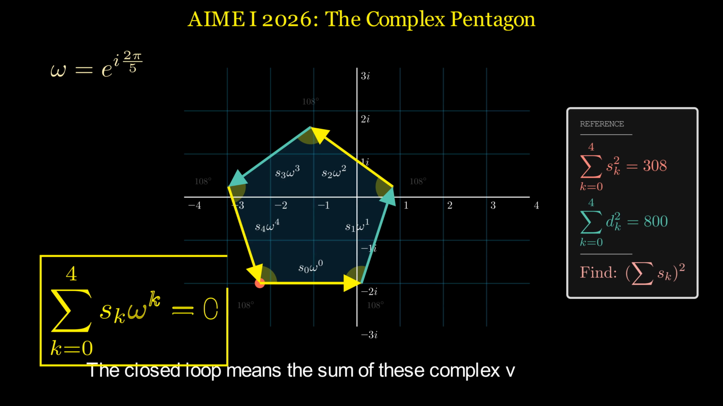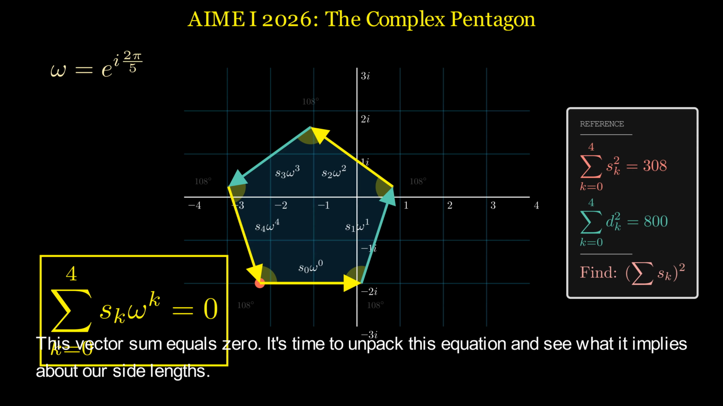The closed loop means the sum of these complex vectors is 0. This vector sum equals 0. It's time to unpack this equation and see what it implies about our side lengths.